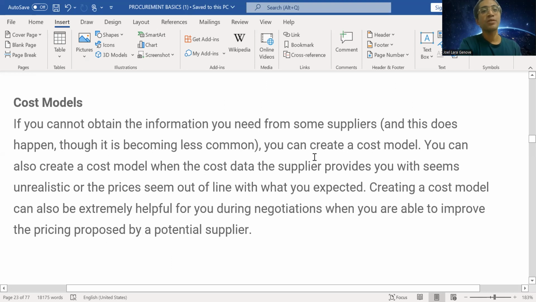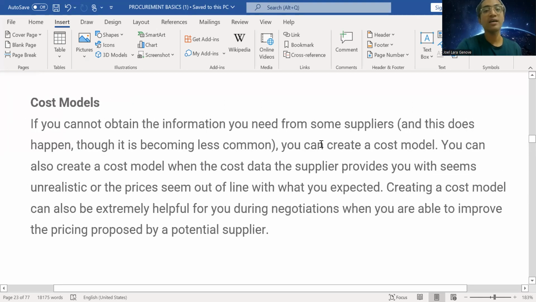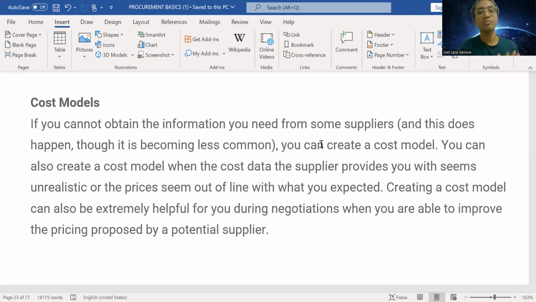If you cannot obtain the information you need from some suppliers, which does not happen often, you can create a cost model. You can also create a cost model when the cost data a supplier provides seems unrealistic and prices seem out of line with what you expect. Creating a cost model can also be extremely helpful during negotiation, when you are able to improve the pricing proposed by a potential supplier.